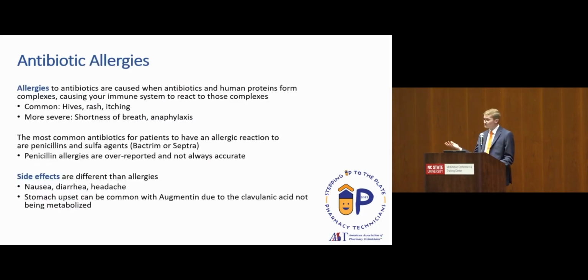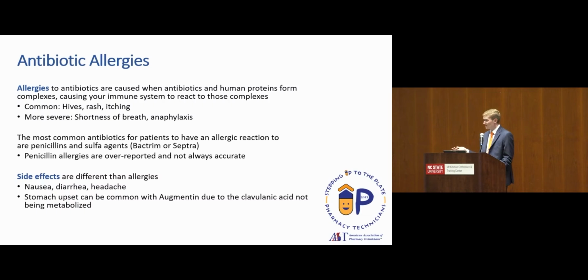So antibiotic allergies we mentioned a little bit, but these are caused when antibiotics and human proteins form complexes, and then our immune system attacks those complexes. So some common forms of allergies may be hives, rashes, itching. Those are pretty common, and then more severe types of allergic reactions can occur, such as shortness of breath or anaphylaxis. And so those are more life-threatening allergies that we would want to avoid antibiotics in.